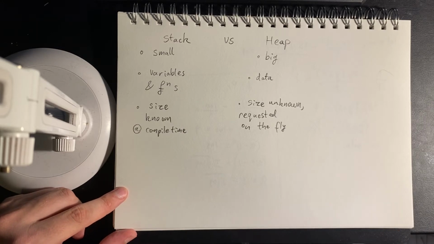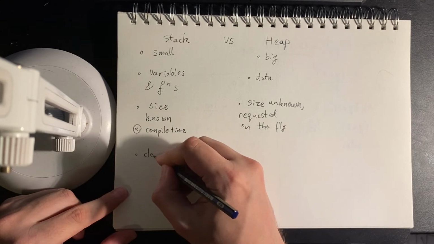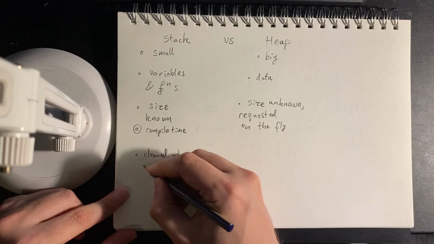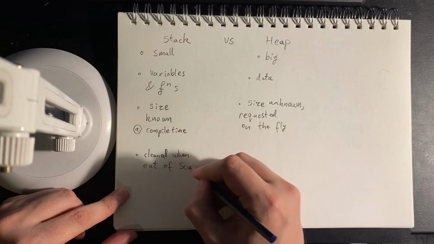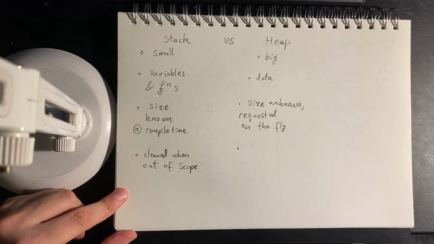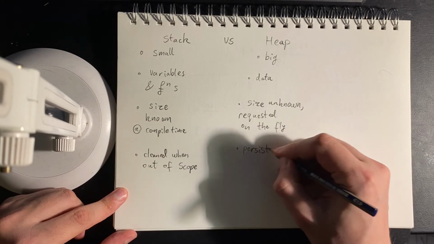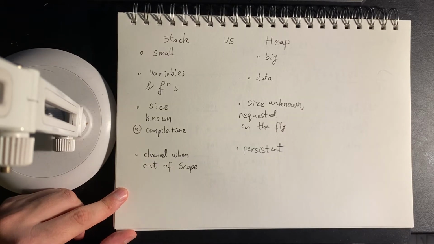Okay, so what else do we have? Variables on the stack are cleaned up when out of scope. And variables on the heap, memory which is allocated on the heap, is persistent. It sticks around. And we have to remember to free that by hand.